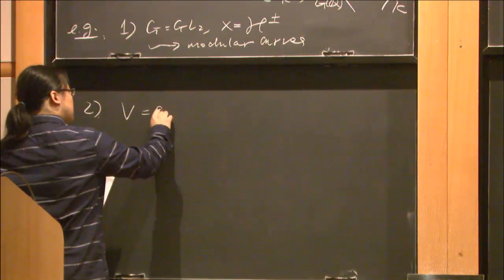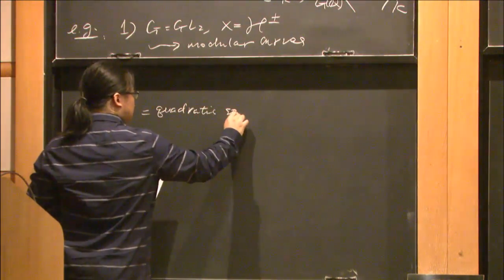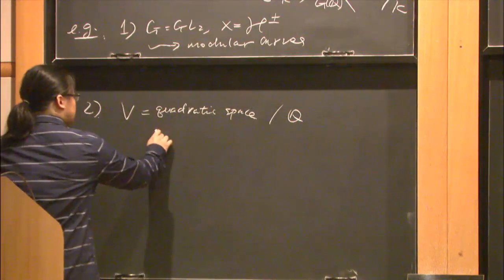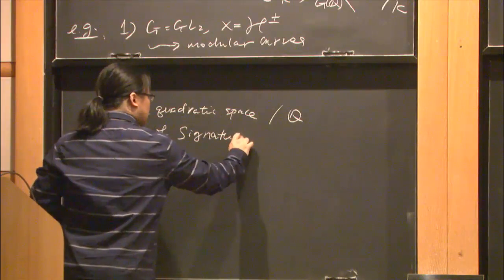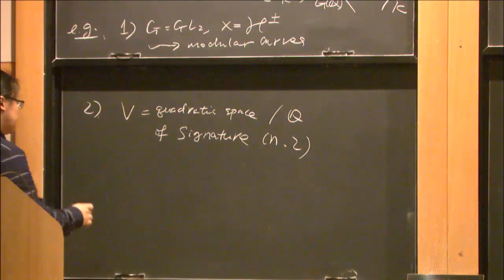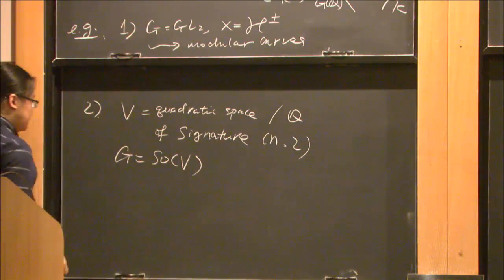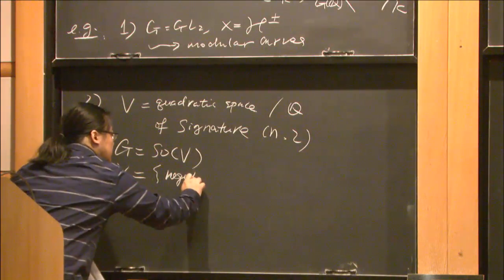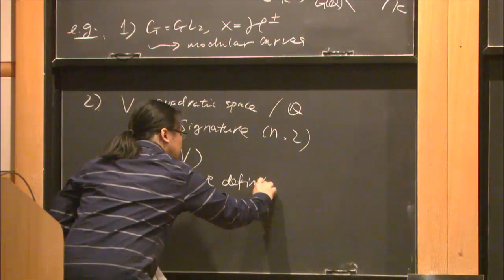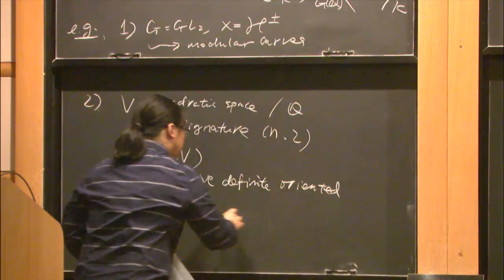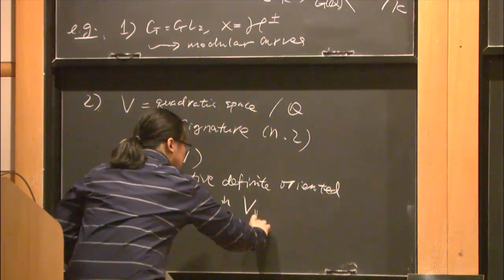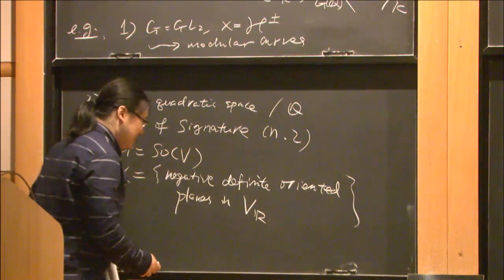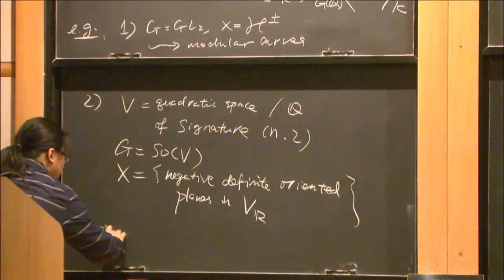And the second example is the main topic of my talk. So you take V to be a quadratic space, which just means a vector space with a quadratic form on it over Q of signature (n, 2), and you take G to be the special orthogonal group of V as an algebraic group over Q, and you take X to be the space of negative definite oriented planes in V tensored with R. By plane I mean two-dimensional subspaces, and then you get the theory of orthogonal Shimura varieties.